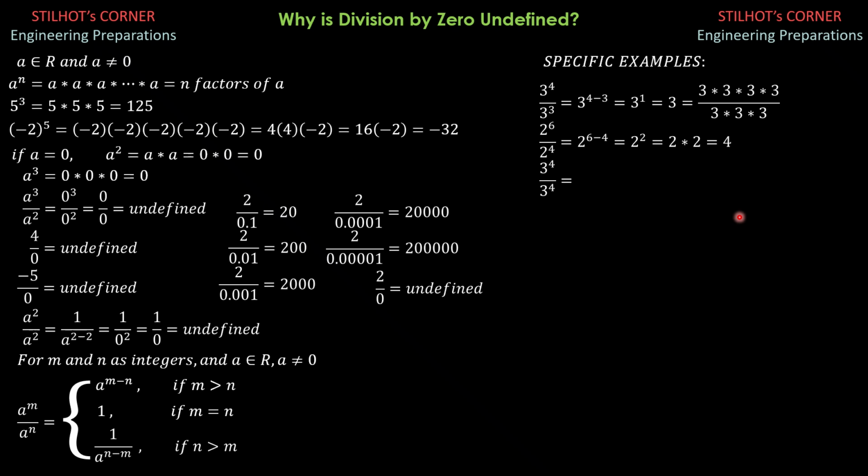Then 3 to the 4th over 3 to the 4th would be equal to 3 to the 4 minus 4, because this is not 0, so 3 to the 0 is 1. Then we have 6 to the 5 over 6 to the 5. They are equal, so that is definitely 1, just like 3 to the 4th over 3 to the 4th. Same expressions and non-zero value. So that's why it is 1. So it is 6 to the 5 minus 5, or 6 to the 0, which is 1.